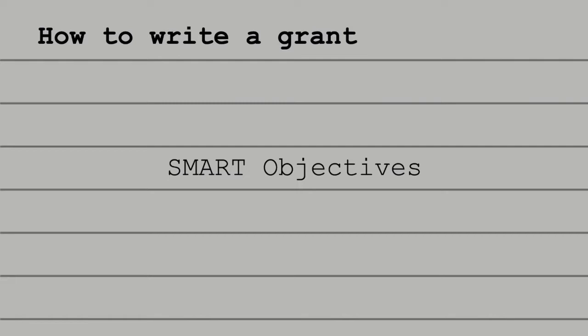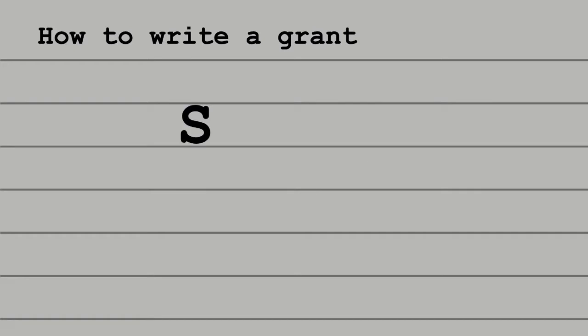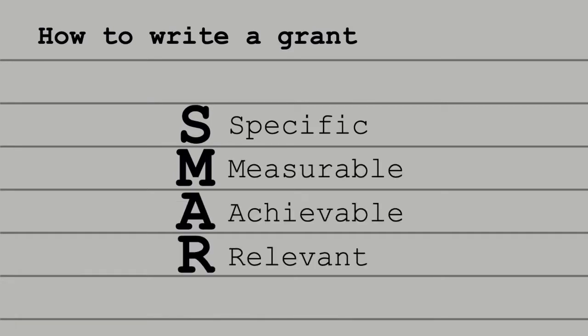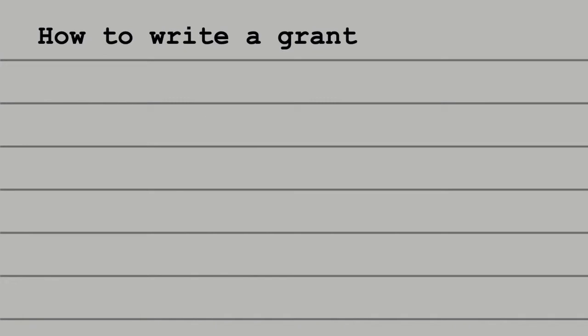This will provide a way for you to think about your project and how to lay it out into a proposal for grant funding. Let's start by what we mean by SMART. SMART stands for specific, measurable, achievable, relevant, and time-bound. Let's break these down and go over each one as they pertain to grant writing.